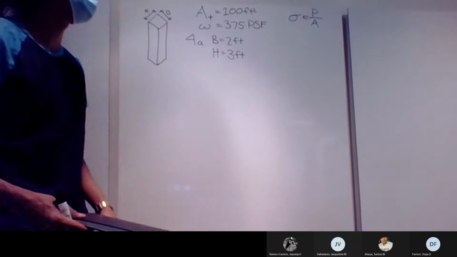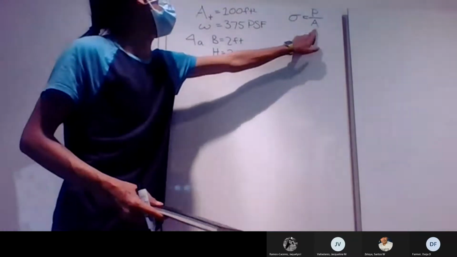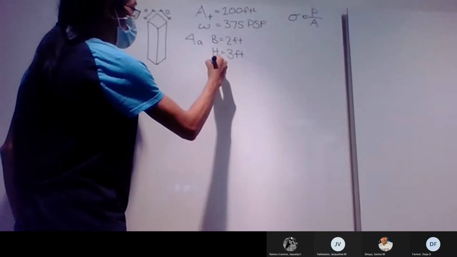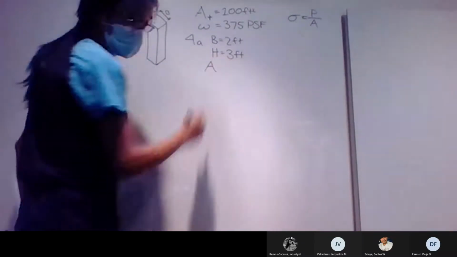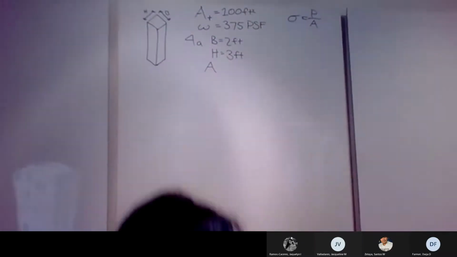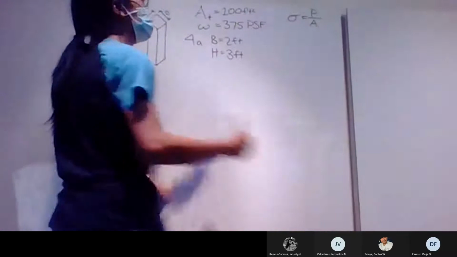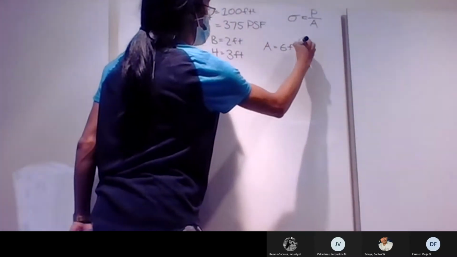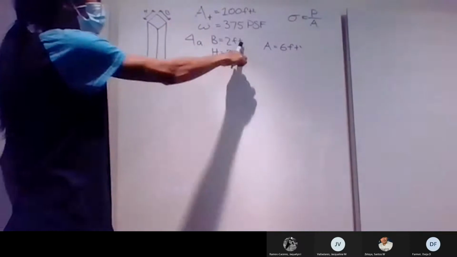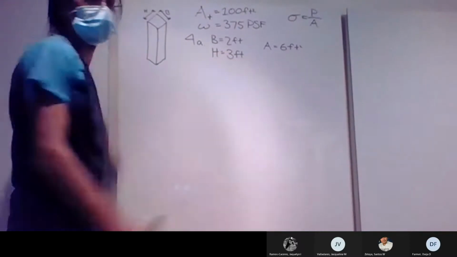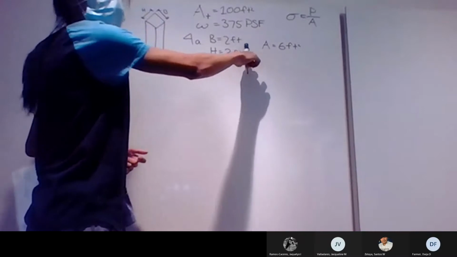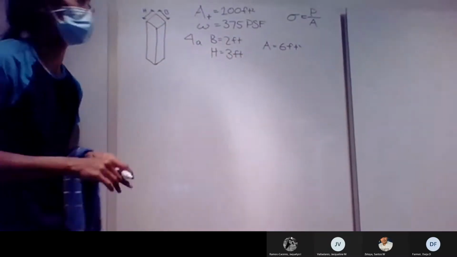So first off, we can just figure out the area real quick. Area is B times H. I probably don't even need to write out the formula. Area is 6 feet squared. So 2 feet times 3 feet gives 6 feet squared, squared because you're multiplying a foot unit by a foot unit.